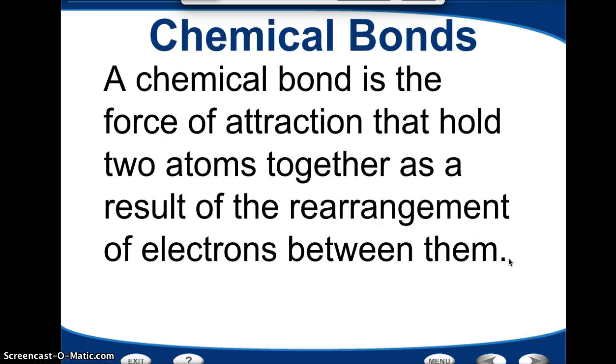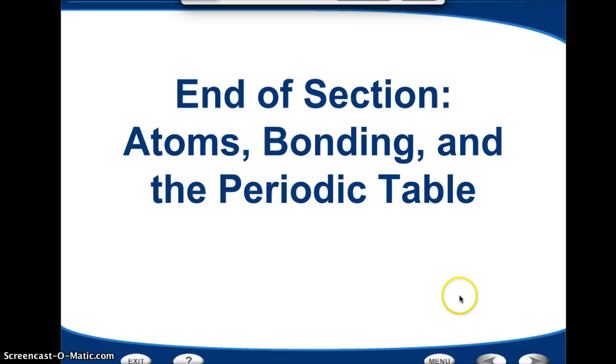And you need to know what a chemical bond is. A chemical bond is the force of attraction that holds 2 atoms together as a result of the rearrangement of electrons. It's the positive and negative. When something loses an electron, it's going to end up having a positive charge because the number of protons outweighs the number of electrons. It's not a stable atom anymore, and so it has more positives than negatives. If it ends up gaining electrons, it's going to have more negatives than positives, so it's going to have a negative charge. And we'll go into that a little bit more with ionic bonds. And that's it.